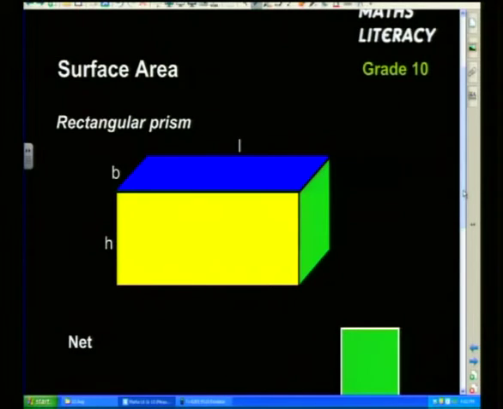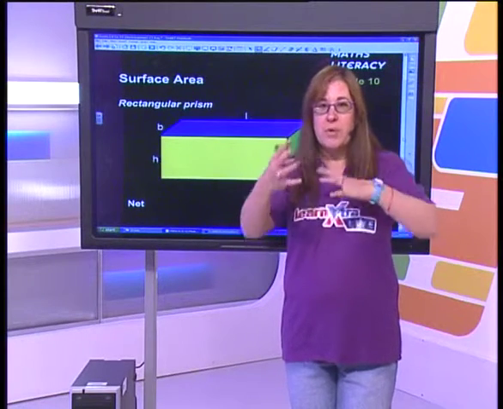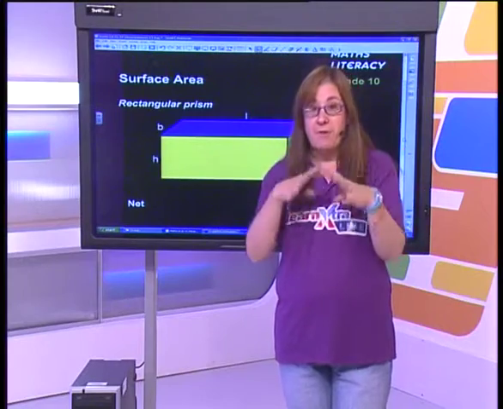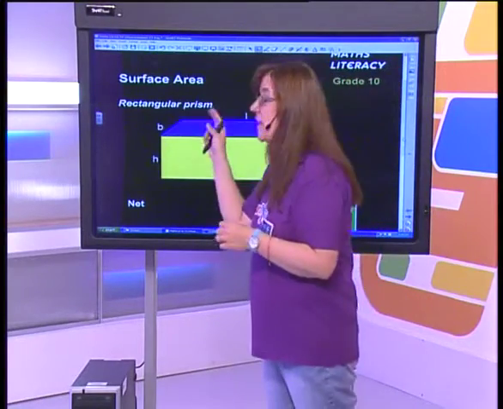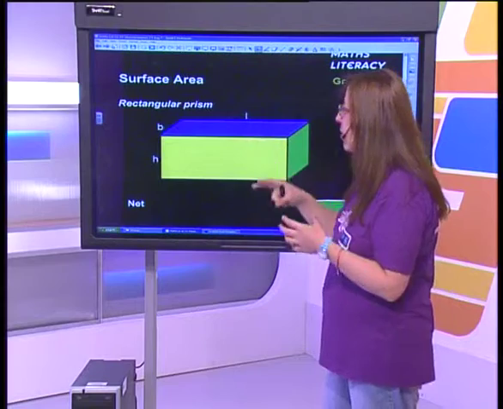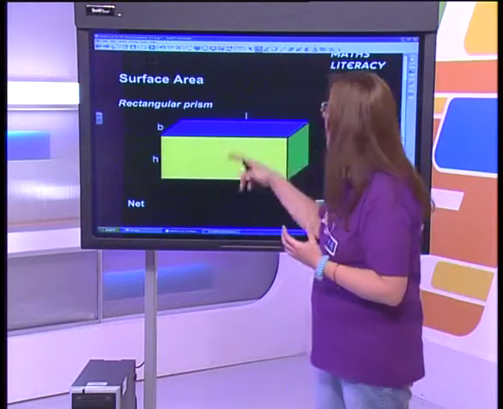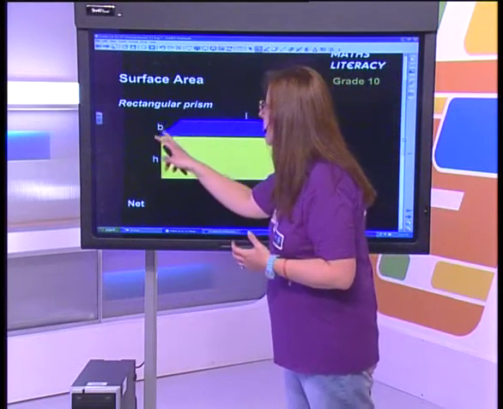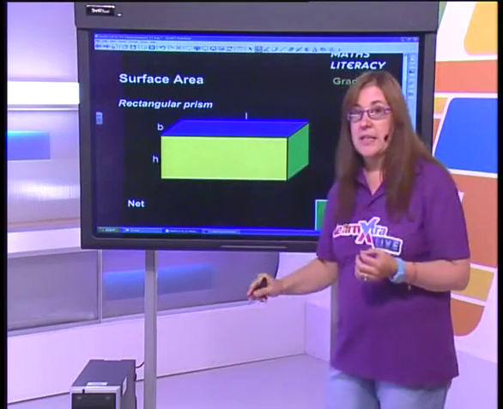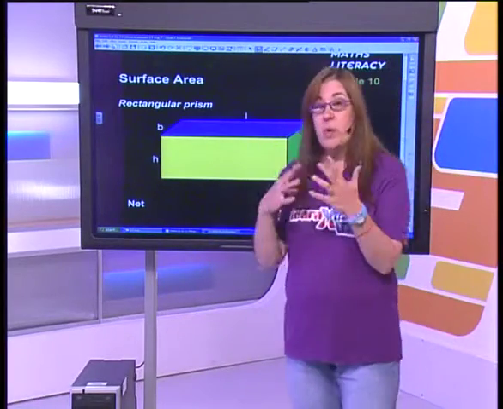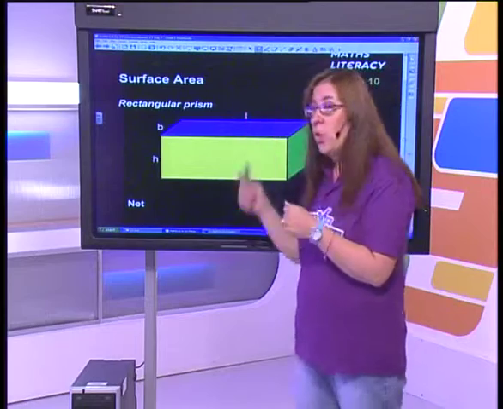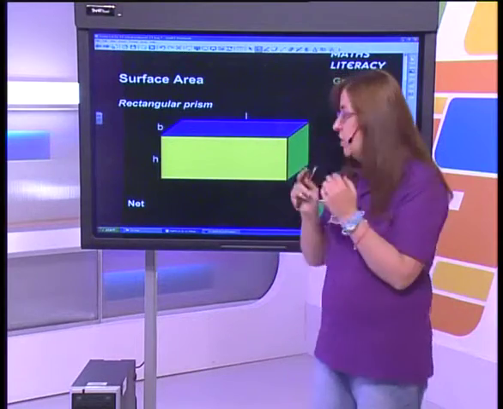Starting off, surface area is the outside of a shape. It is the cardboard that you would actually make a shape up from. If I look at a rectangular prism, I've got a box. I've got a length on the box, a breadth, and a height. If I want to work out the surface area, I'm looking at all 6 sides of this shape.